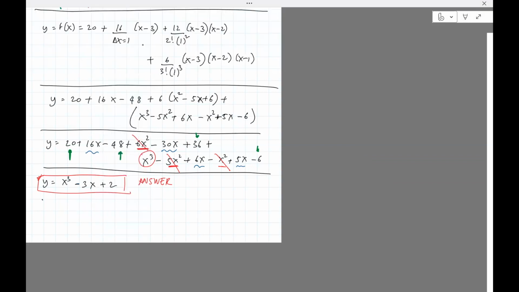The last step is to evaluate y at 0.5. For that, you just put 0.5 cubed minus 3 times 0.5 plus 2. If you do the math on that, it comes out to be 0.625.